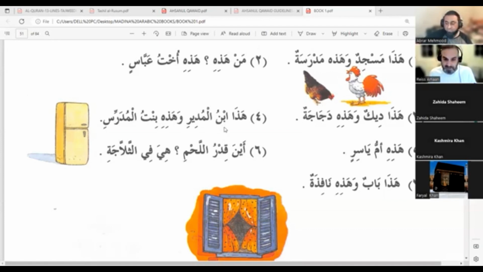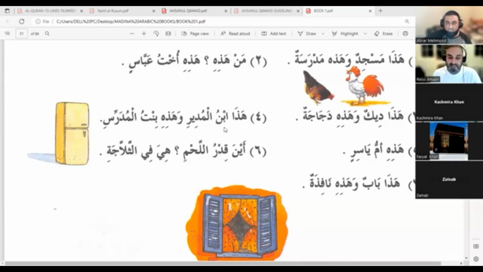Just be careful with hada and hadihi, right? Which one? Number 4. Okay, it's the one the mouse pointer is pointing to. Hada ibnul mudiri wa hadihi bintul mudarrisi. Okay, this is a very long sentence. That's fine. Let's break it up then. Let's take the first 2-3 words, right?